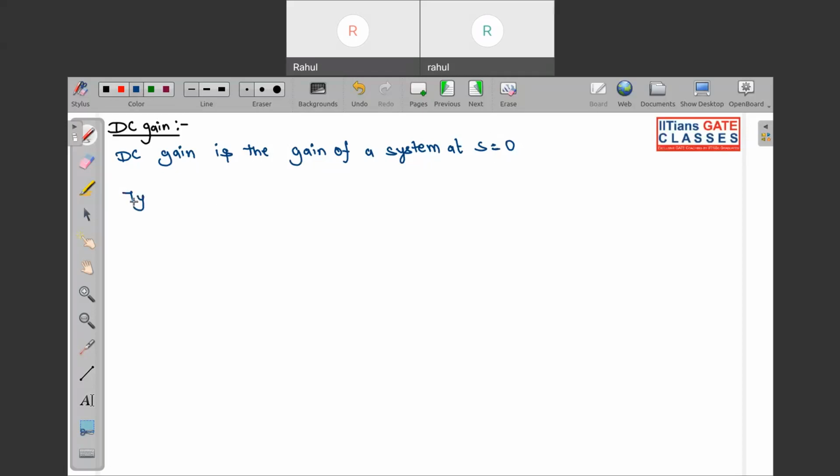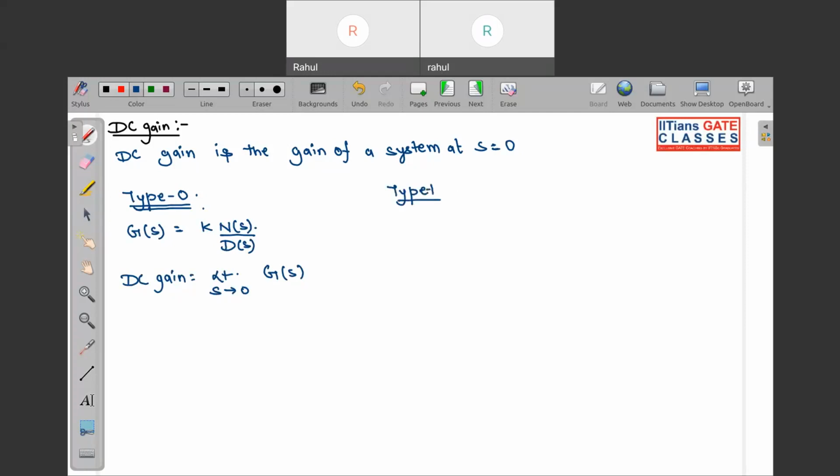For a type 0 system, I have already discussed the type with you. If your transfer function is G(s) equal to K N(s) by D(s) like this, then DC gain is equal to limit s tends to 0 of G(s).